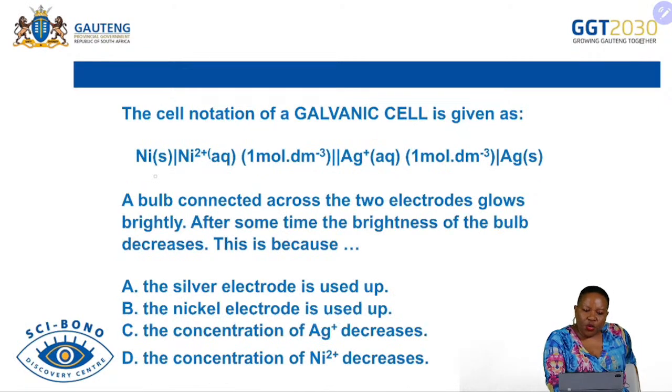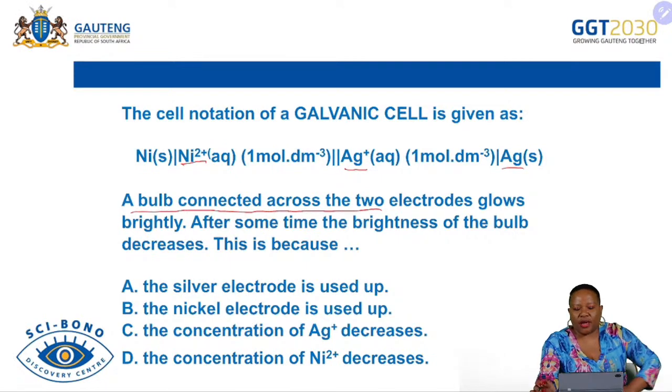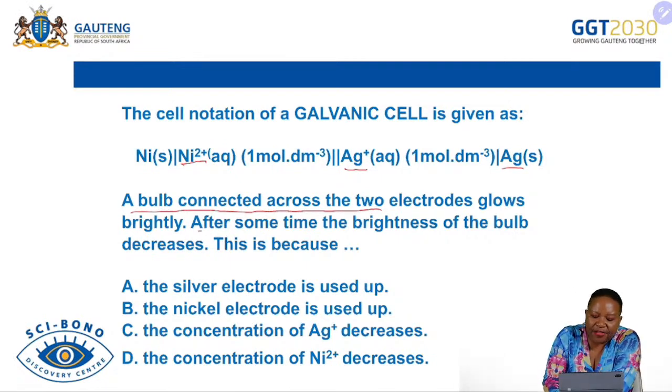Then if you look at this one, nickel going to nickel plus, silver ion going to silver. Already this cell notation is telling us which one is our reducing agent, which one is our oxidizing agent, which side is oxidation, which side is reduction, and which electrode is anode, which electrode is cathode. So they're saying a bulb connected across the two electrodes glows brightly. After some time, the brightness of the bulb decreases. So what will decrease the brightness of the bulb? It means the V cell is also decreasing.